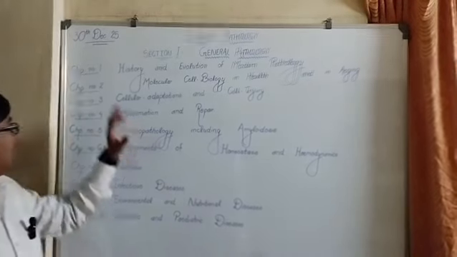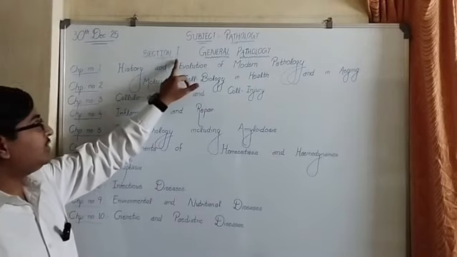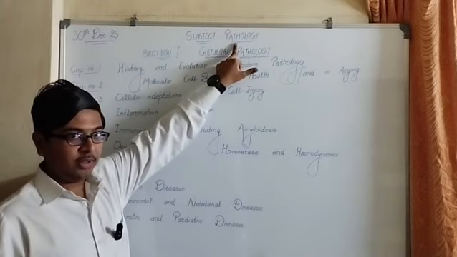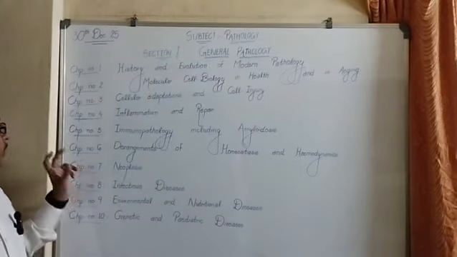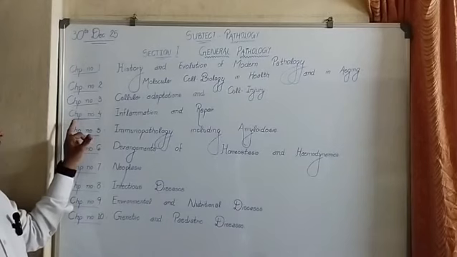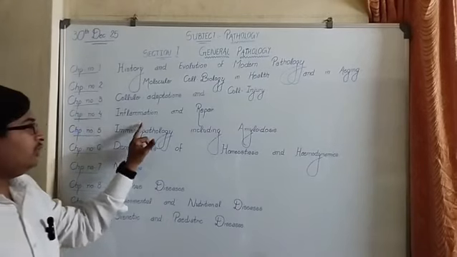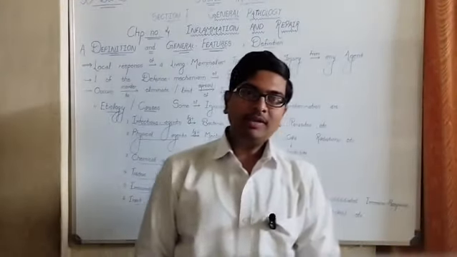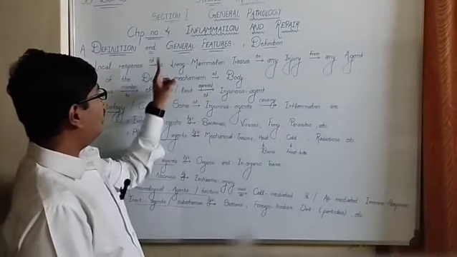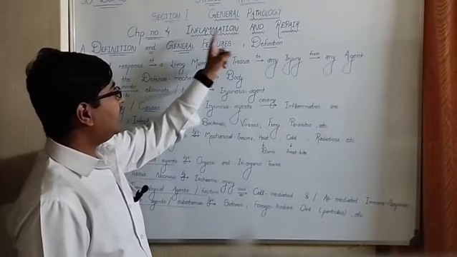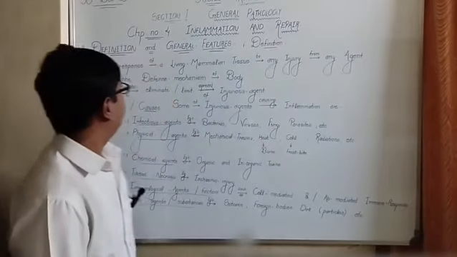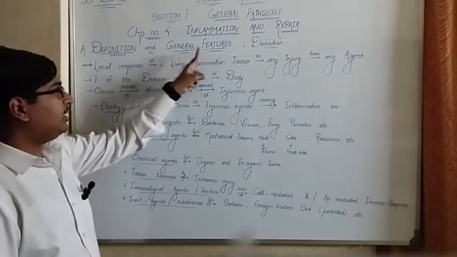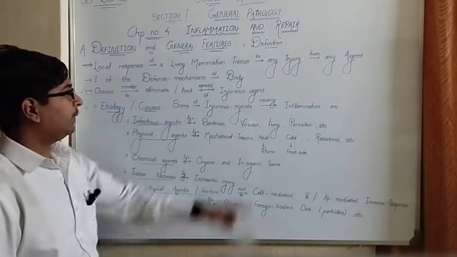So, in all, there are a total of 10 chapters under Section 1, that is general pathology, of the subject pathology. Today we'll be discussing chapter number 4, which is inflammation and repair. So now we'll start with chapter number 4 of general pathology. First, with A, definition and general features of inflammation.